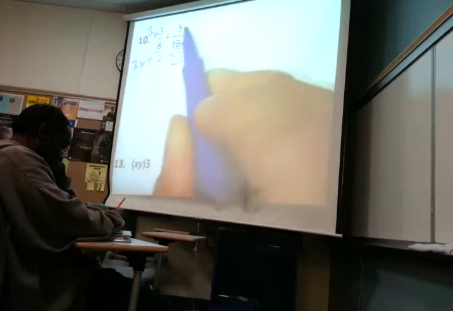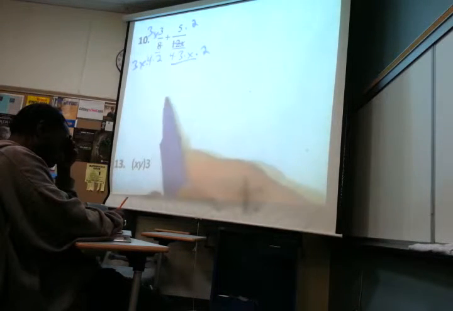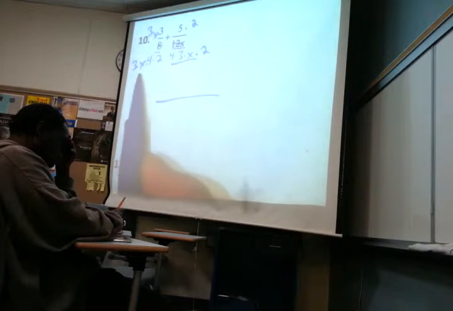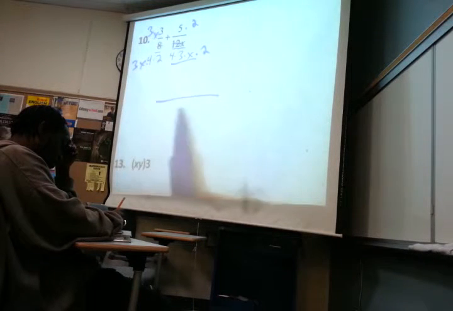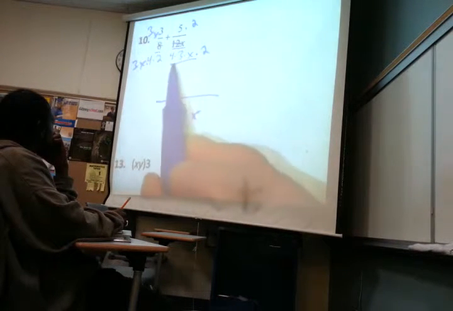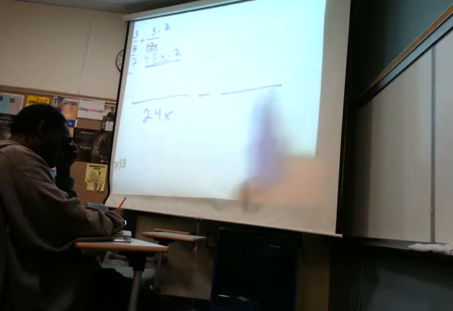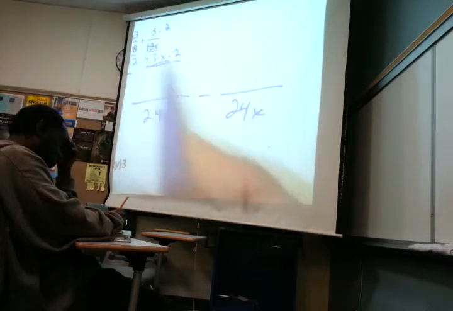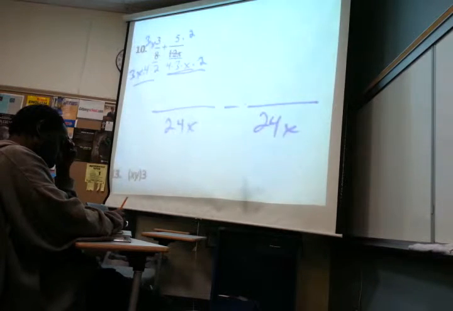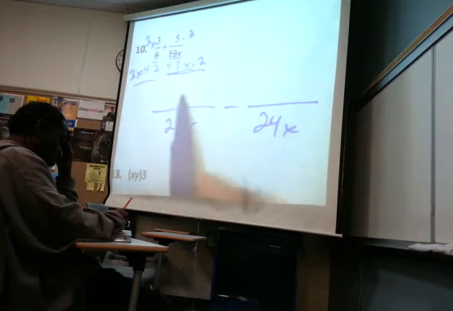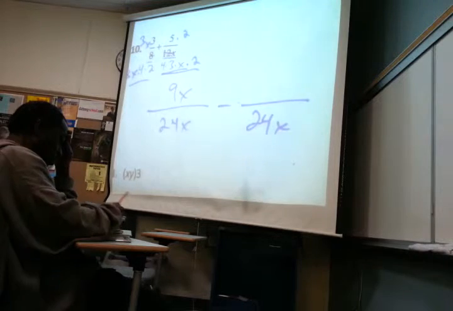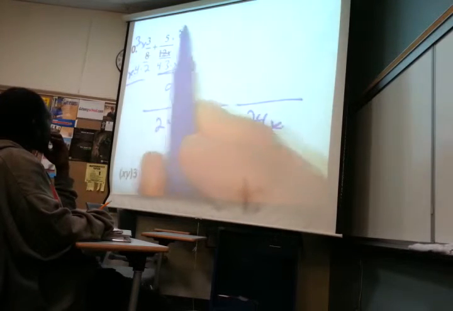A 2. A 2. So you multiply by 2. So what do you end up with on the bottom here? 3x times 4 is 12x times 2 is 24x. And so they're both the same thing. Cool. I'm going to keep them separate for right now. What's on the top of this first guy? 9. Yeah, 3x times 3 is 9x. What's on the top of the second dude?